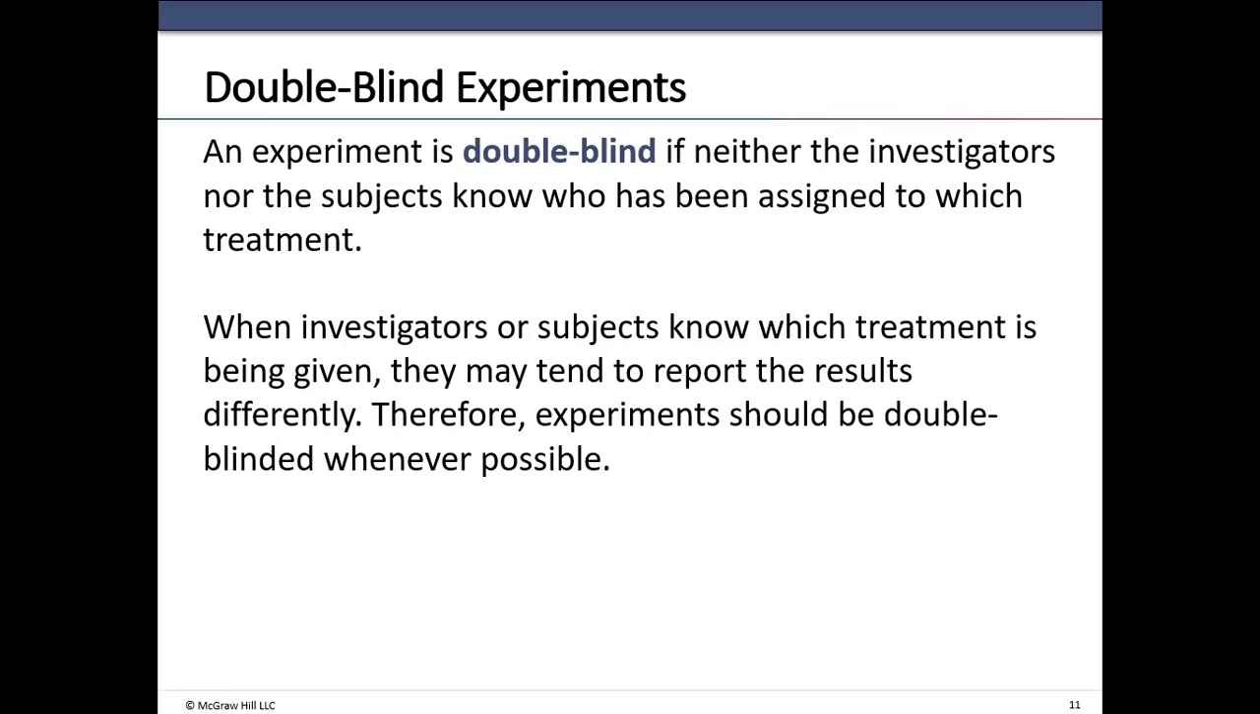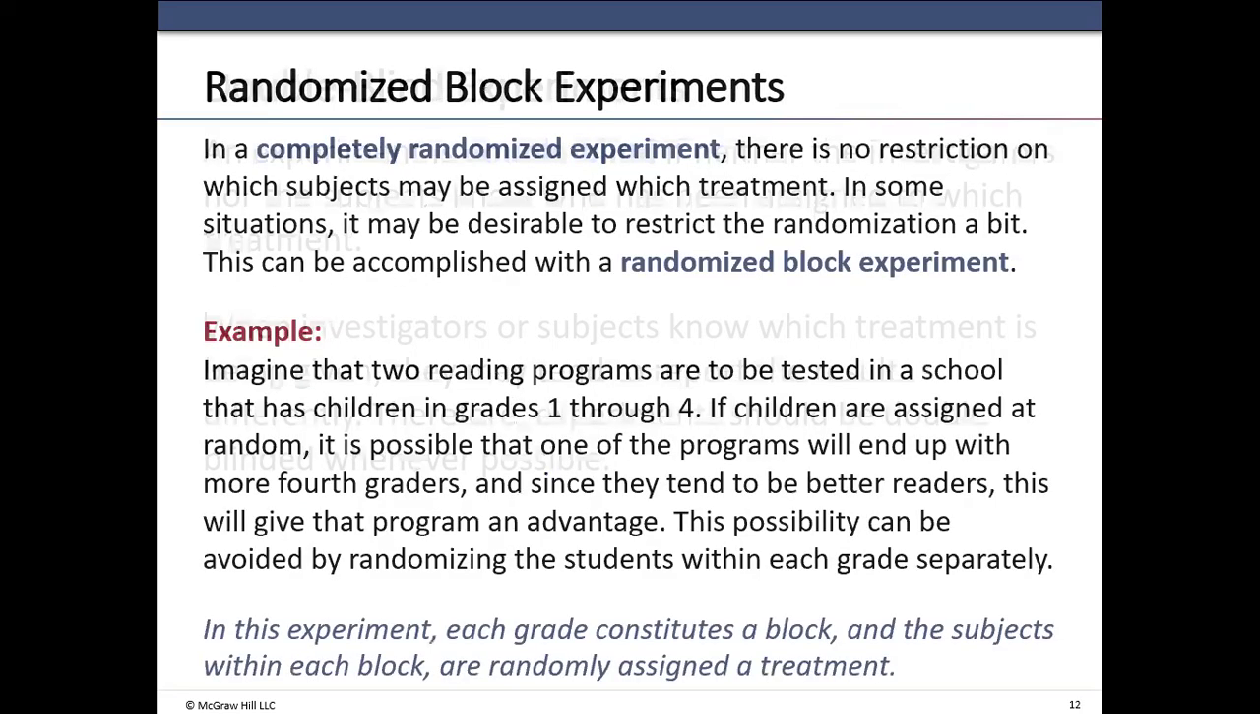When investigators or subjects know which treatment is being given, they may tend to report the results differently. Therefore, experiments should be double-blinded whenever possible. In a completely randomized experiment, there is no restriction on which subjects may be assigned to which treatment. In some situations, it may be desirable to restrict randomization a bit. This can be accomplished with a randomized block experiment.